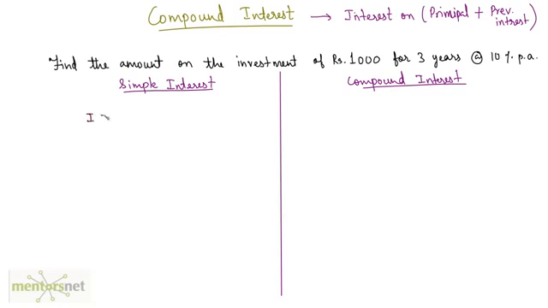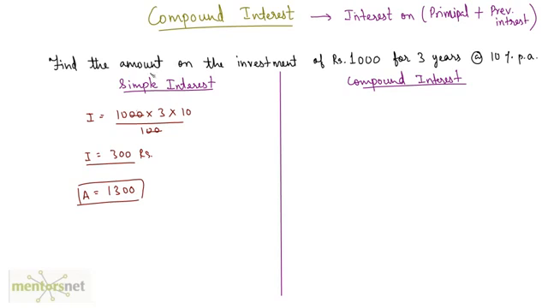So I can find the interest, which is equal to the principal amount, 1000, times the number of years, 3, times the rate, 10 upon 100. And these zeros get cancelled out. What I have is the interest is equal to 300 rupees. So the amount will be the principal plus interest, and that will be equal to 1300 rupees. So this is the amount if we calculate using simple interest.